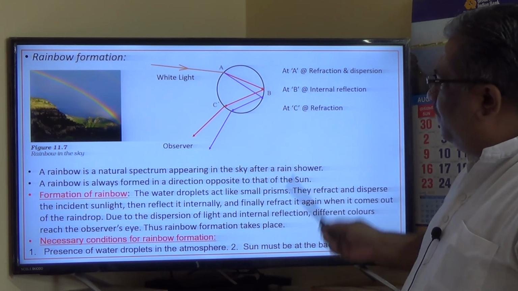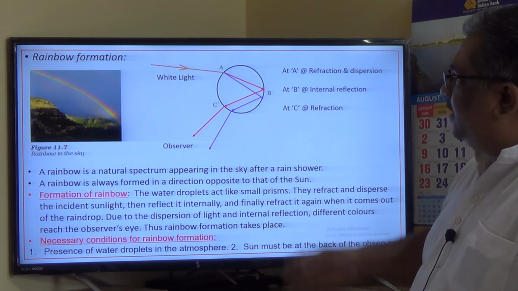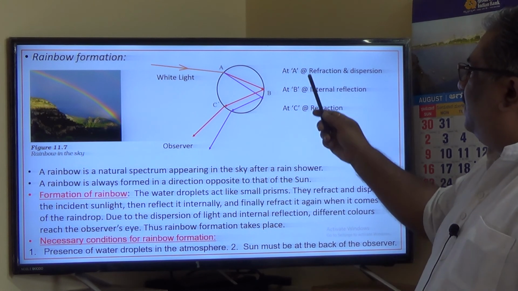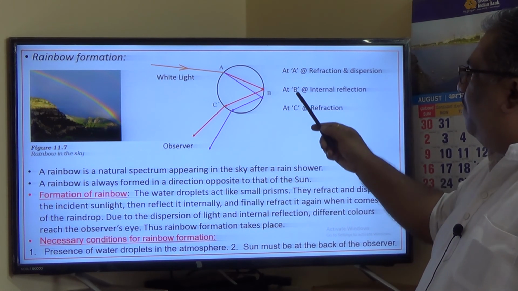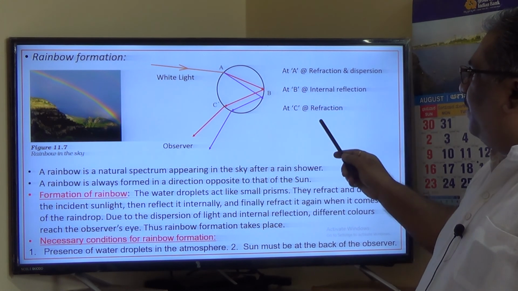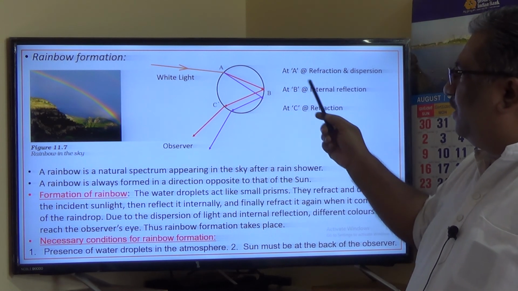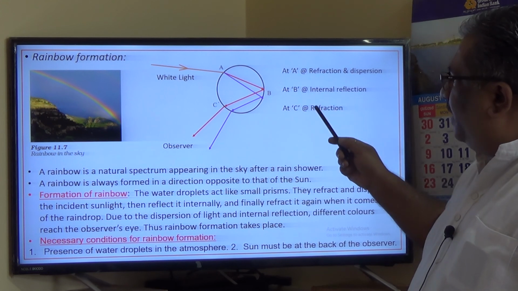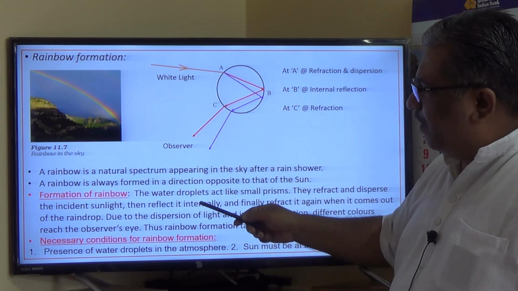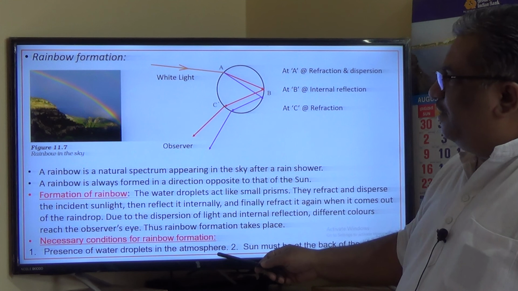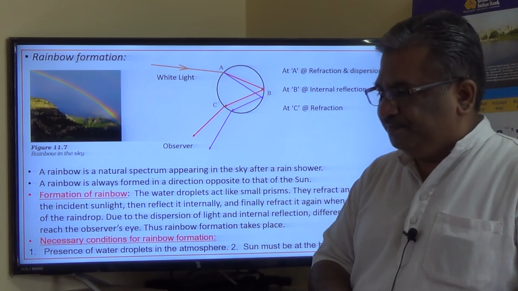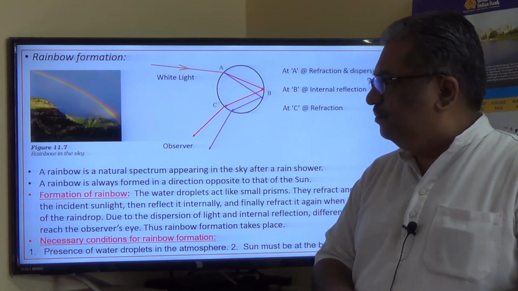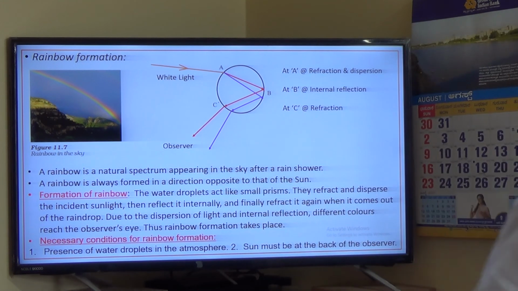So make a note of all these points, and at positions A, B and C, the natural phenomena that occur are also written over here. The diagram, the brief, the phenomenon and the rainbow formation, why it is forming and what are the necessary conditions. So make a note of all this. Pause the video and make a note.